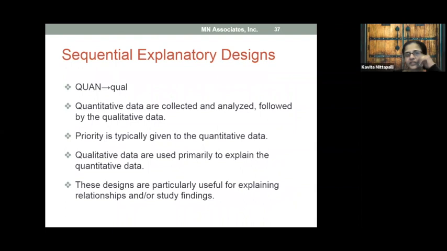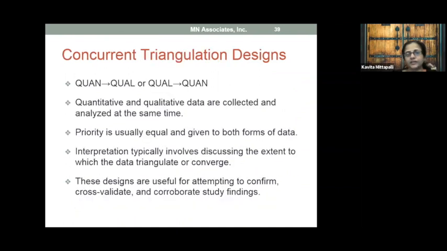Somebody asked about the sequential design, so quantitative to qualitative or qualitative to quantitative. Then concurrent could be qual, quant or quant, qual, depending on what you want to do, or they could be done simultaneously. Triangulation is one of the most commonly used terms because you're triangulating the data from different sources, qualitative and quantitative. It could be interviews, focus groups, surveys, extant data. You're triangulating the data from multiple methods.